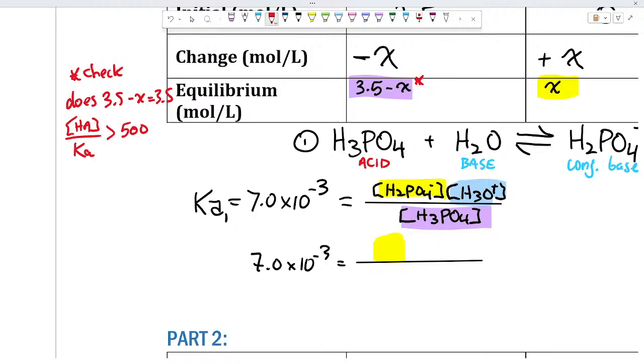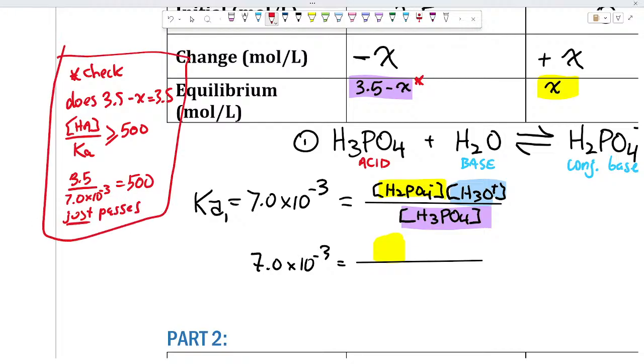What's the concentration of the acid to start with in this case? 3.5, and we're dividing it by 7.0 times 10 to the negative 3. That's going to be what? It's going to be 500 perfectly, which is nice. It's 500? Exactly. And I should have put an or equal here because we're going to call that okay. So this just passes. All right, and what that means is when we go to do the math down here, I don't have to say 3.5 minus x. I can just say 3.5. I'm going to put that star on it.